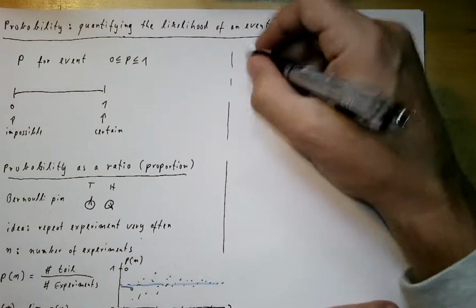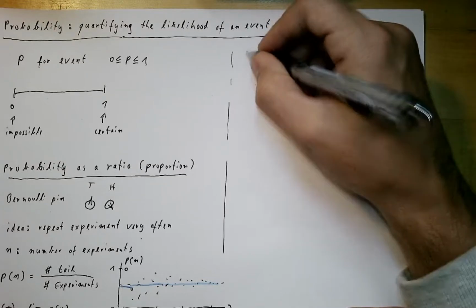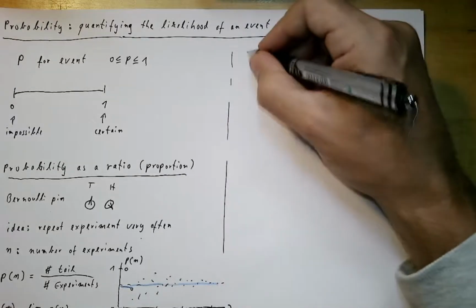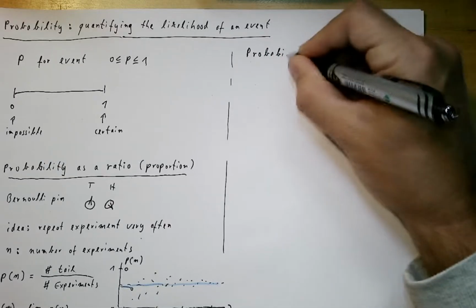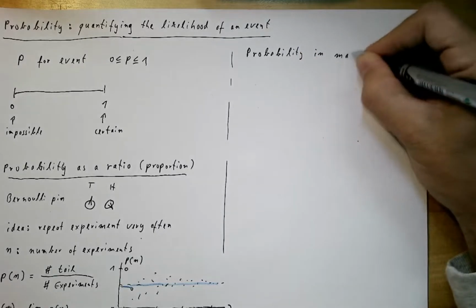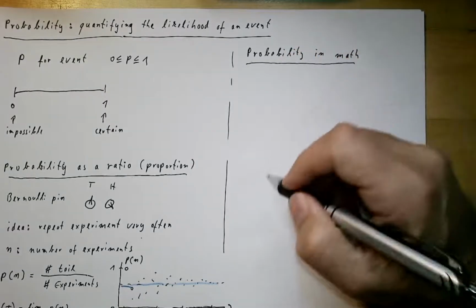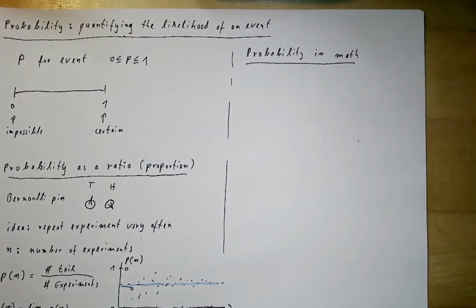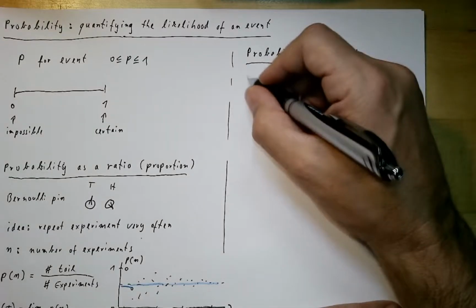So that would be probability in physics, and now probability in mathematics. And let's now assume, as an example, we have a throw of a dice.